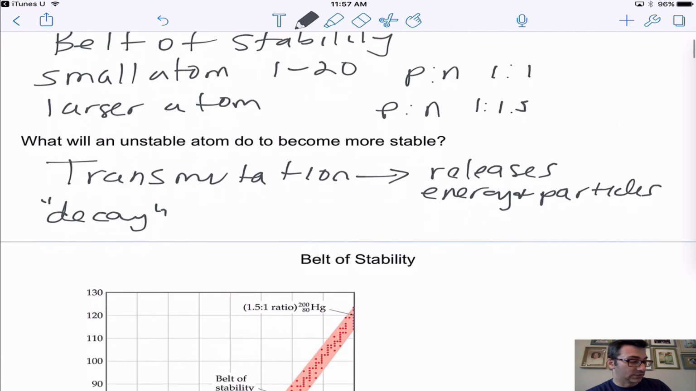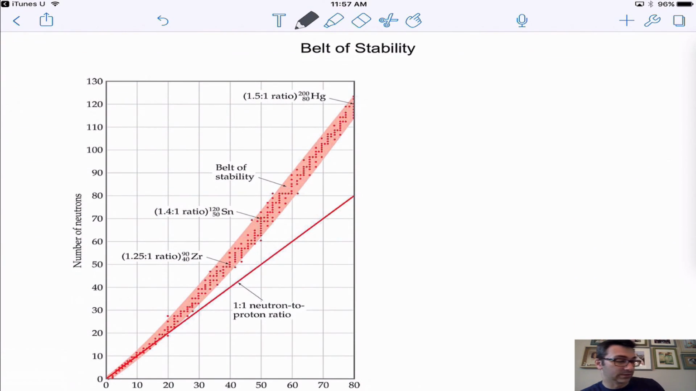All right, so let's look at the belt of stability here. The belt of stability, they show you the 1-to-1 proton to neutron ratio down at the bottom here. And we can see that those first 20 or so atoms fall right within that straight line of 1-to-1. And then as the atom gets larger and larger, the ratio becomes 1.25 to 1, 1.4 to 1, and 1.5 to 1.